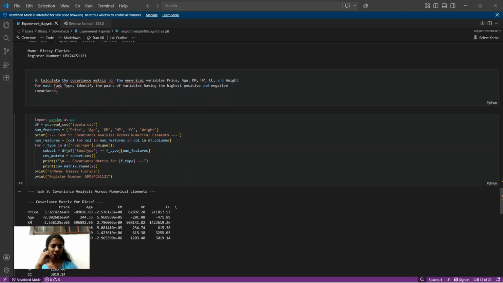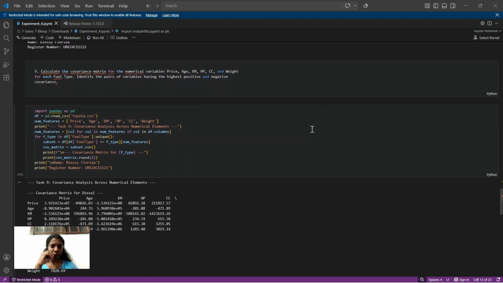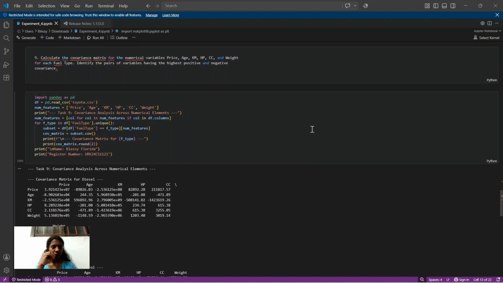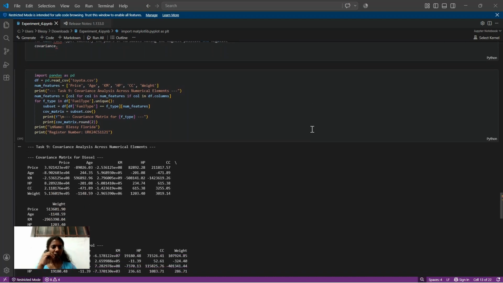The next question is to calculate the covariance matrix for the numerical values price, age, km, HP, CC, and weight for each fuel type, and identify the pairs of variables having the highest positive and negative covariance. So first we are going to import the CSV data and define the numerical features: price, age, km, HP, CC, and weight. Then using the numerical features, we give the columns and variables and fuel type, then the subset and covariance matrix. Using this, we are going to print the covariance matrix for diesel and petrol.